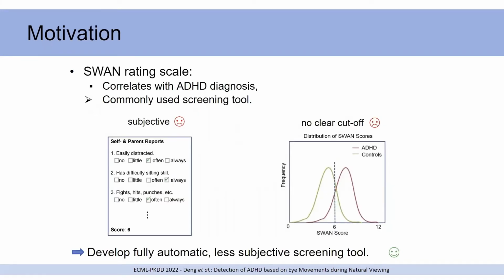The SWAN rating scale is another commonly used screening tool. It's based on subjective self and parent reports. The final score obtained can reflect the severity of ADHD symptoms. However, this SWAN score is continuously distributed, and there's no clear cutoff for it. The ADHD and control groups are often not completely separated. This motivates us to develop a more objective automatic screening tool.